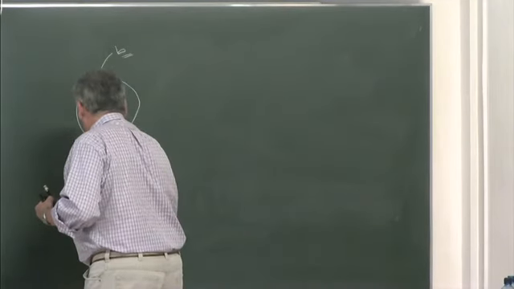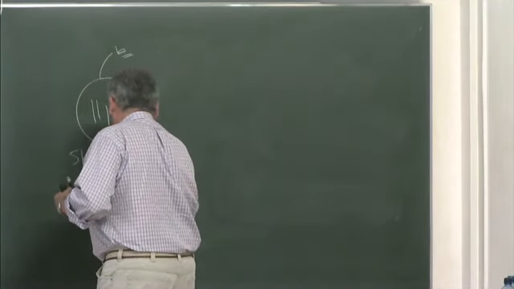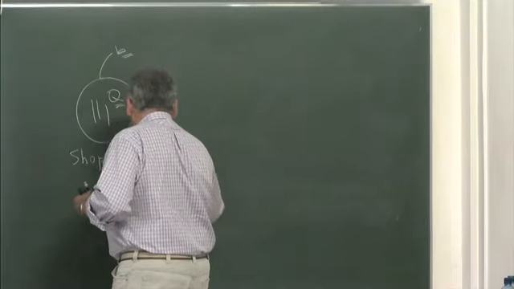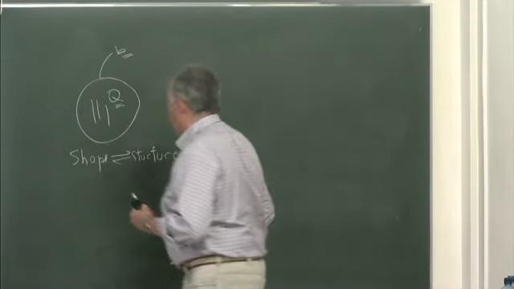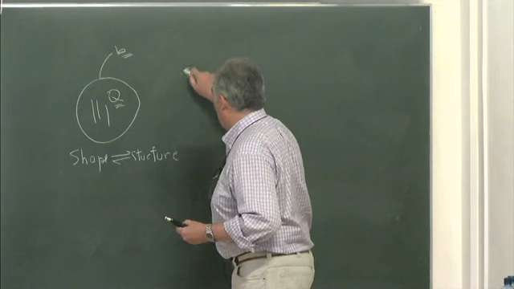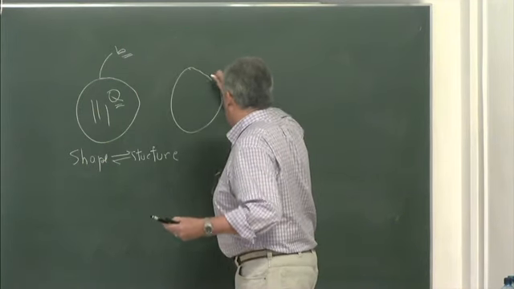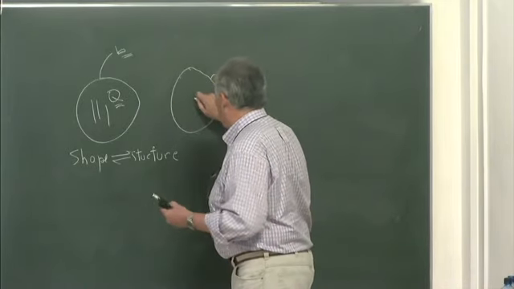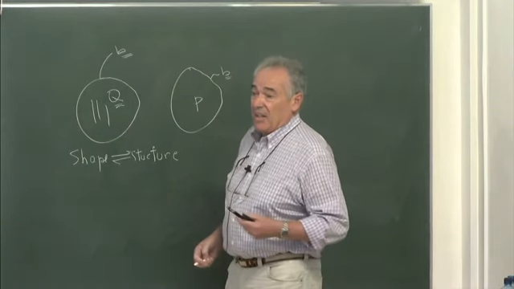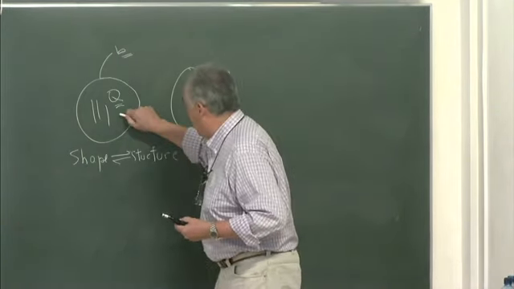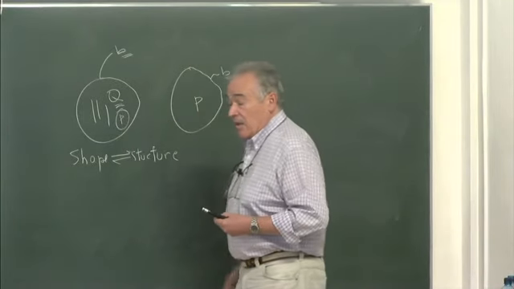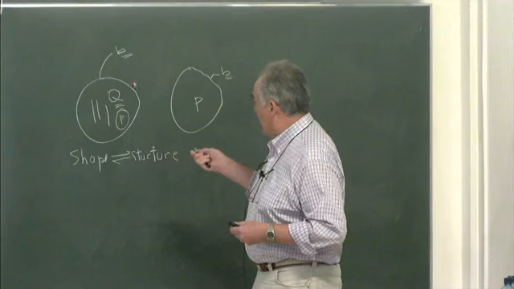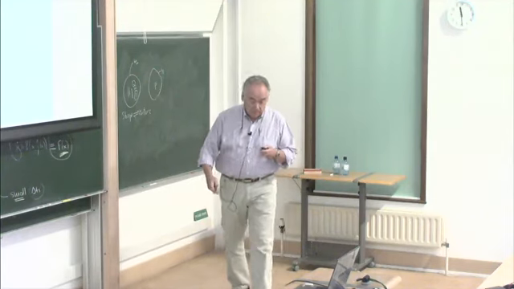So shape interacts or responds to structure. If you have an isotropic liquid, you just have a shape, and here you just have a scalar, which is a pressure. Of course, here we also have scalar information. So that's the nature of the problem, the interaction between shape and structure.